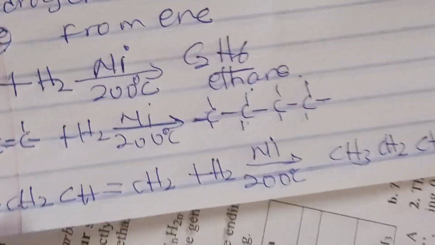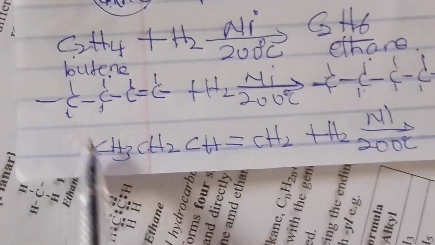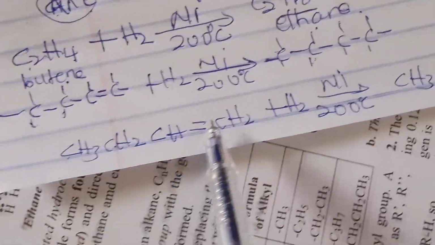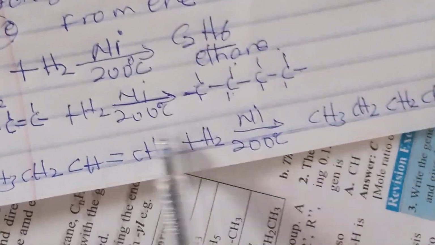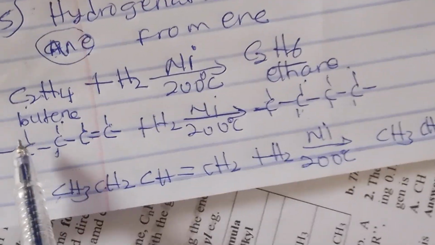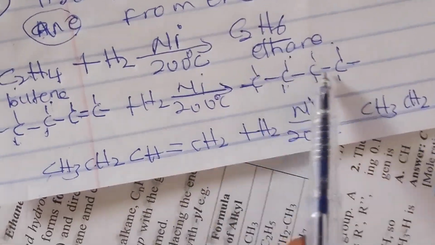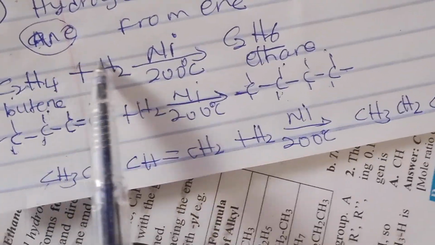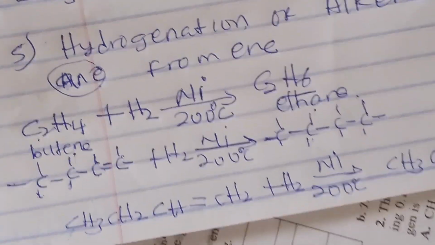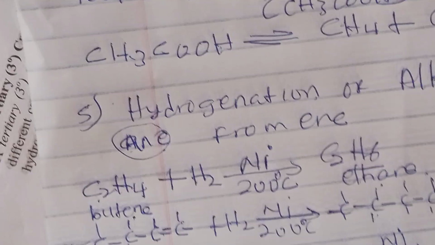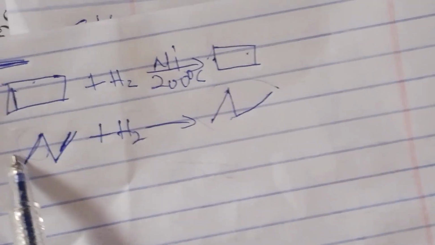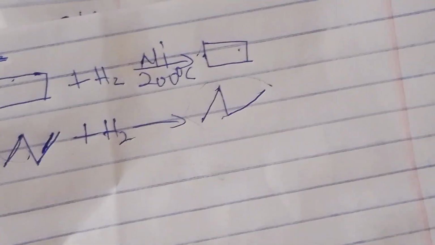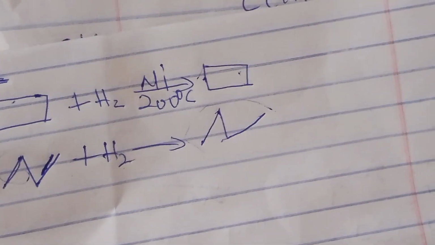This one is called condensed formula, or you can call it chain formula. This one is called structural formula. This one is called molecular formula. This one is called cyclo compound. This one is called skeletal structure. Are you getting it? All of them are still butane.